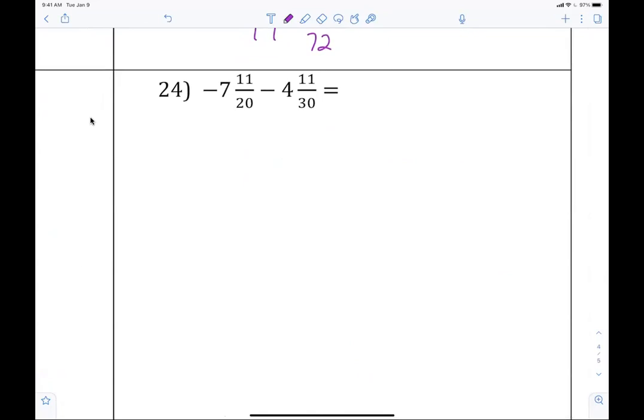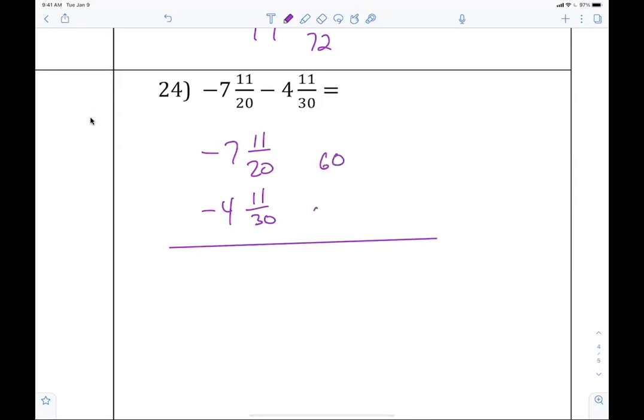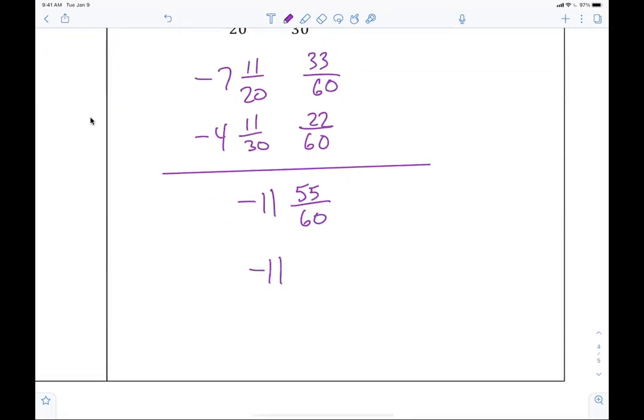Can you tell me what the common denominator is? 60. Yes, sir. Let me write it out for us. Negative 7, 33 over 60, and then negative 4, 22 over 60. Good. And then I added them, so I got negative 11, 55 over 60. And then I simplified that to negative 11, 11 over 12. Thank you. That's excellent work.